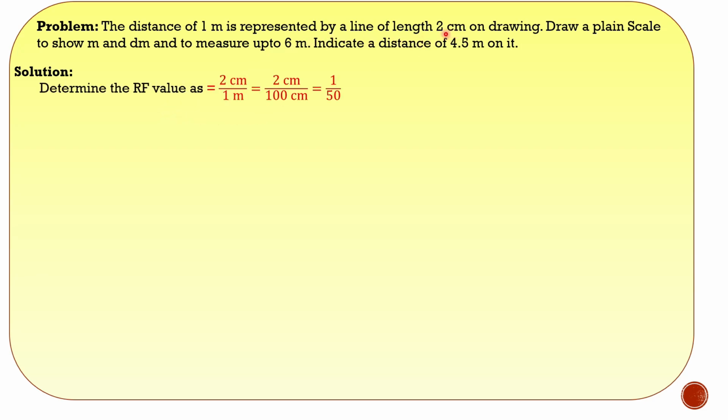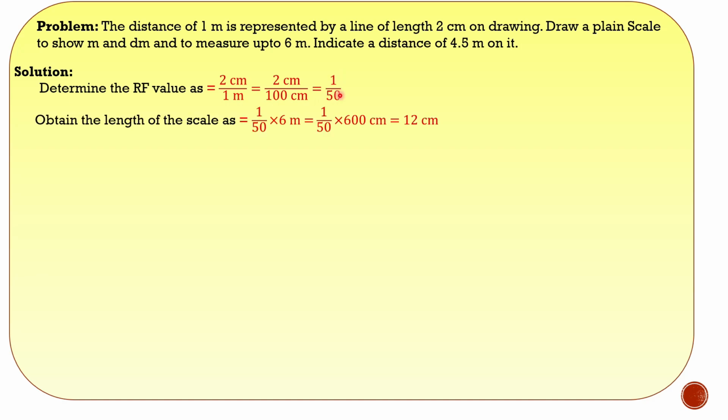That is 2 centimeters, which is going to be drawn as the line in your drawing book, but actually the length is 1 meter. So as usual, you put the values over here, then carry out the unit conversion. 2 centimeters, 1 meter is equal to 100 centimeters. Then you will get the fraction 1 by 50.